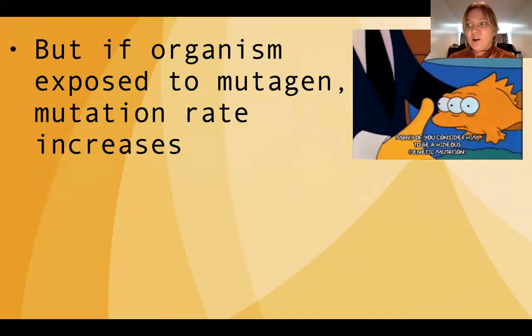Examples of mutagens are carcinogens. These are any kind of substance that increases the risk of cancer, like nicotine in tobacco, ultraviolet radiation. Those are the 2 I can think of off the top of my head.